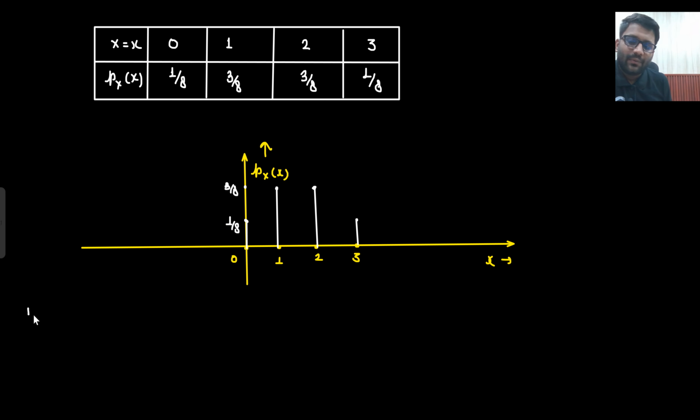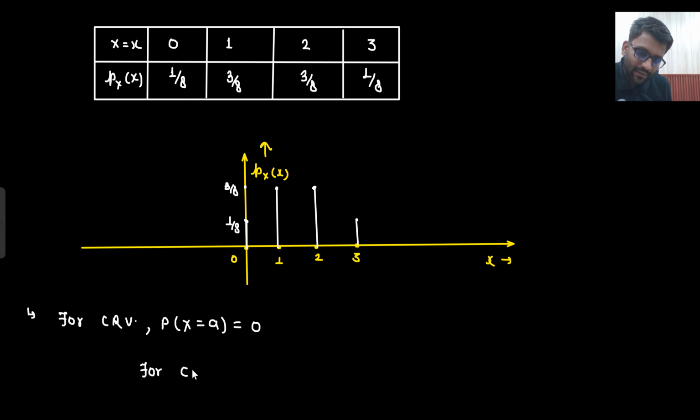Now here this was a discrete random variable, right? For a continuous random variable, probability at a point is 0, right? What I mean to say is that for a continuous random variable, probability at any point is 0 only. That means for a continuous random variable, you cannot define the PMF. And if you define it, at all points the PMF would be 0 only.